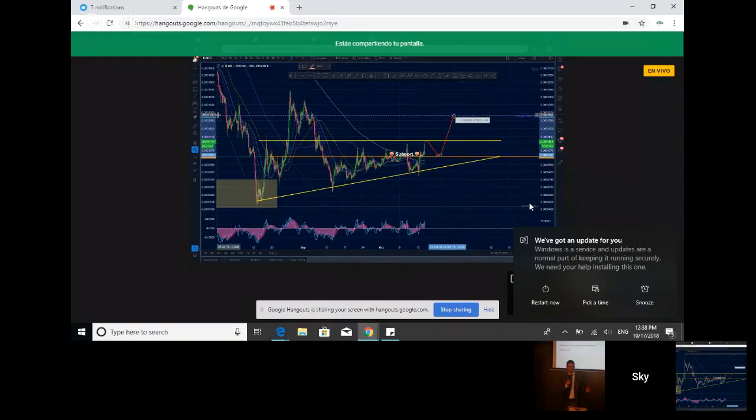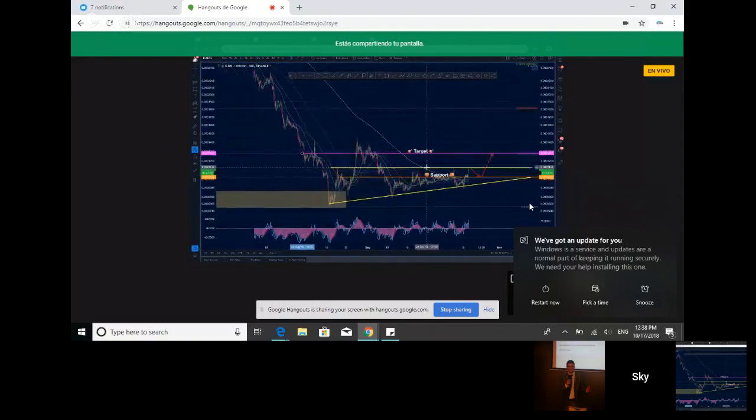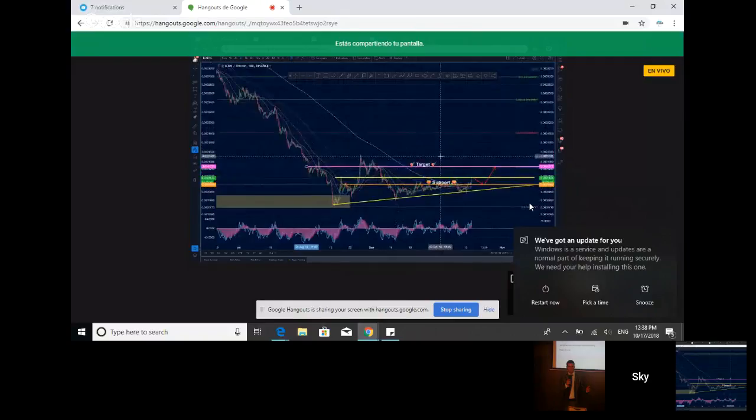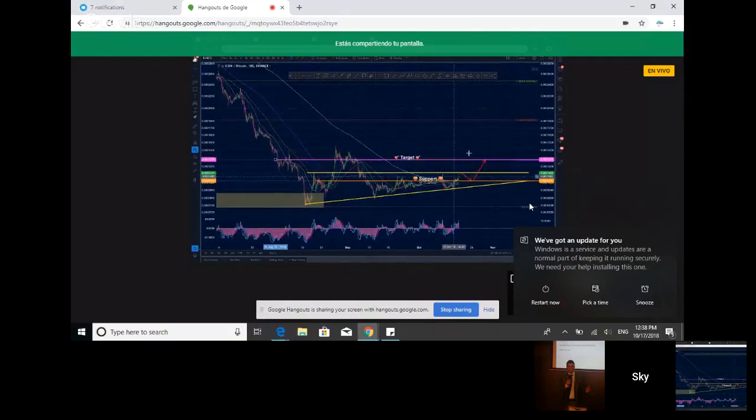This is an important resistance right here. So I will mark it as an important target for Icon. So this is the next target for Icon. You can simply sell what you have at this resistance level, or keep something from your Icon and keep it for this target.